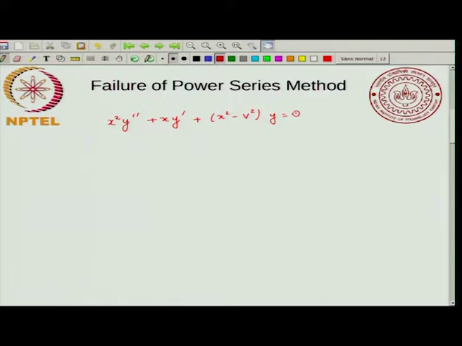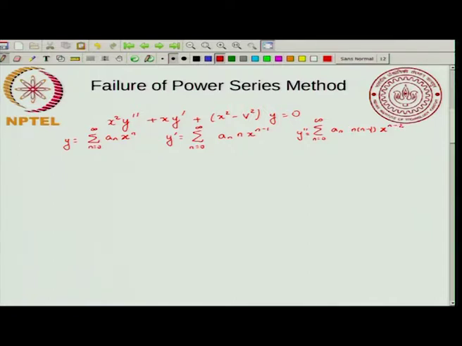Suppose you just apply the power series method to this problem. Then you will say that y is equal to sum over n equal to 0 to infinity a_n x raised to n, and then you will say y prime equal to sum over n equal to 0 to infinity a_n n x raised to n minus 1, and you will write y double prime equal to sum over n equal to 0 to infinity a_n n (n minus 1) x raised to n minus 2.